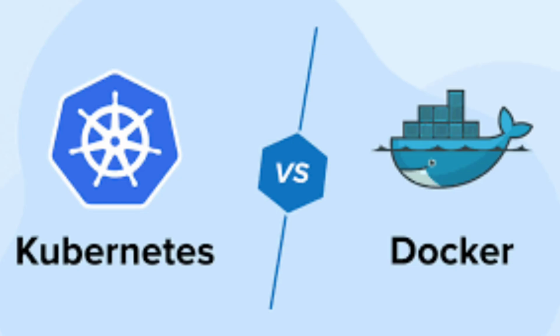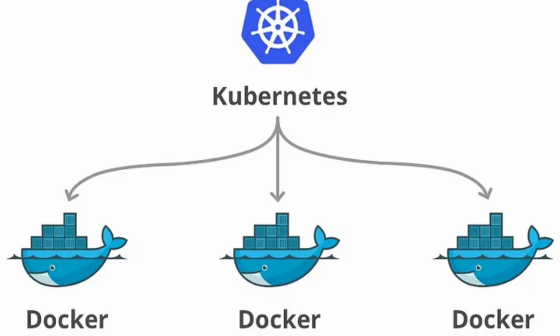Think of it this way. Docker packages your app in a container. Kubernetes runs and manages those containers at scale. Docker is the shipping container. Kubernetes is the shipping yard. You need Docker before you need Kubernetes. That's why we started here. And that's Docker from first principles.